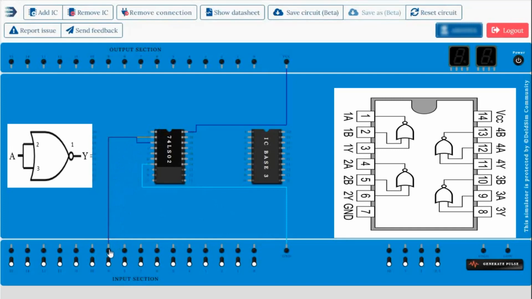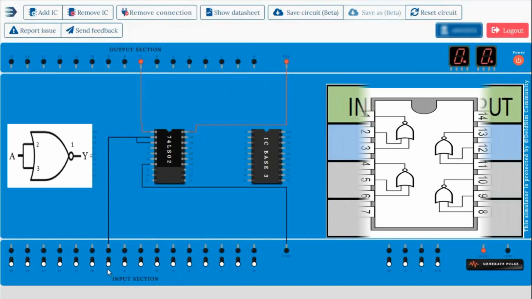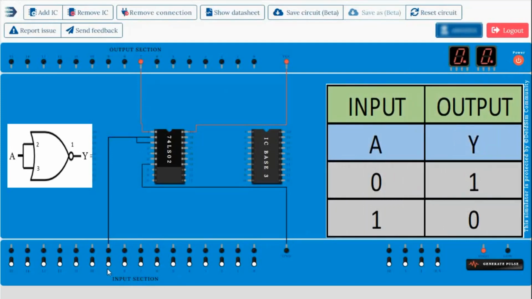So, pin number 2 and 3 connected to only one input here. Now the output from pin number 1 is connected to output panel. So the circuit is completed. Power on the simulator, and we have to verify the truth table of NOT gate.